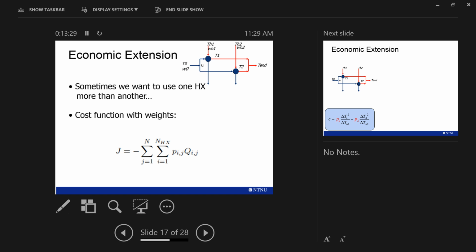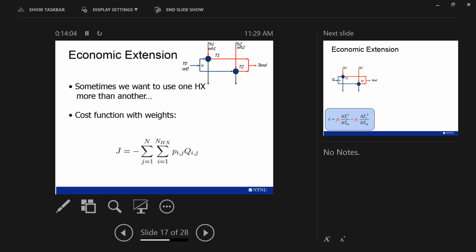Okay, and now an economic extension. Sometimes we want to use one heat exchanger more than the other, because, for example, we don't want to cool this second stream down so much, or because it's high pressure steam that we don't want to use as much, or for whatever reasons that you might internally have. So you can make a cost function that you weight. You sum up the heat that is transferred, and then you weight it with the corresponding prices. You want to minimize this cost.